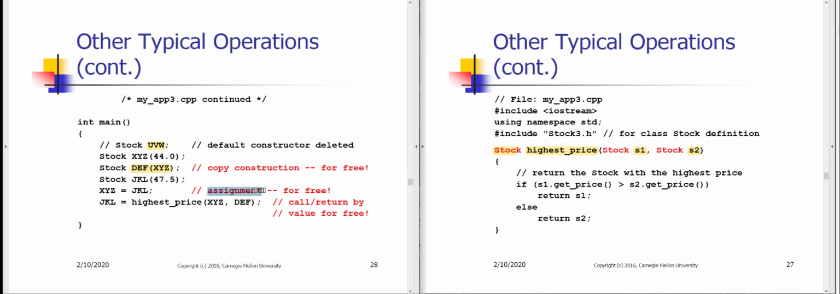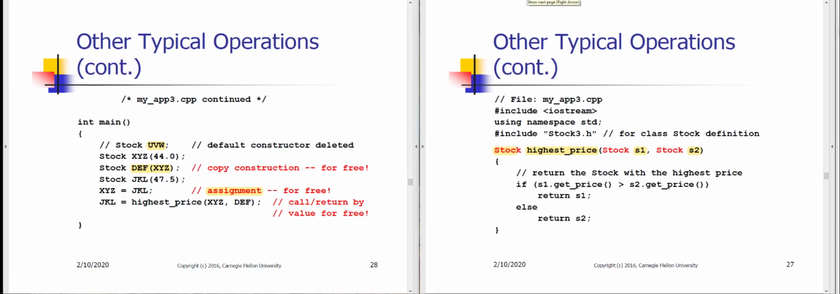And I get assignment for free. That is, I can say XYZ gets JKL. That has the effect of copying JKL's price value, 47.5, into XYZ's price. And finally, I'm using the highest price function that we defined on slide 27 to compare the prices of X, Y, Z, and DEF. A copy of one of those will be returned, and then that returned value gets assigned into JKL.